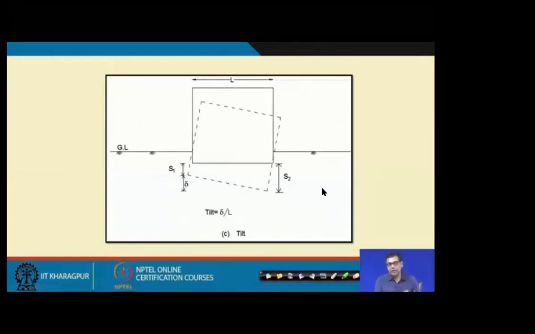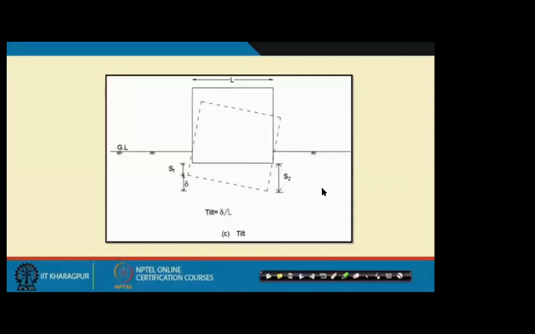Now, the next type is tilting. The difference between angular distortion or differential settlement and tilting is that in the previous case two foundations have different settlements. Here it is also due to differential settlement, but one side of the building is deformed more compared to the other side, so the total building will tilt because of this settlement difference. That also you have to take care of.